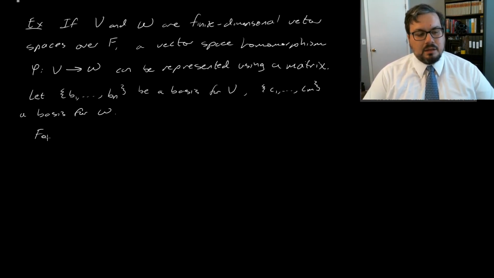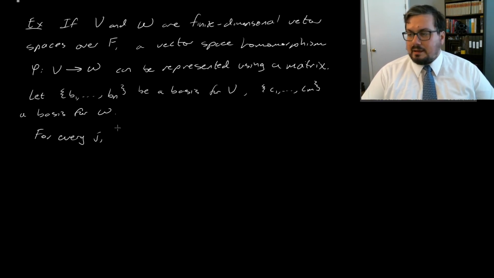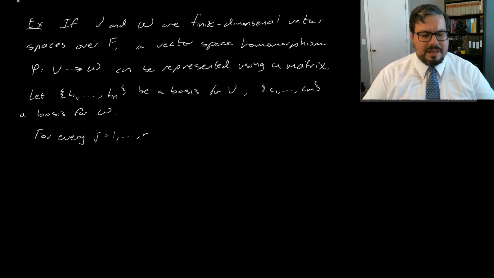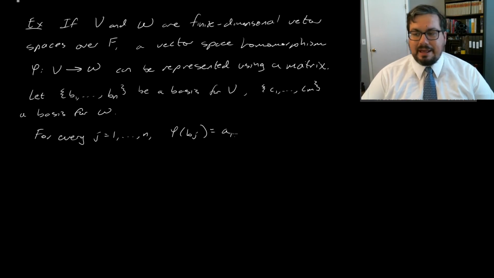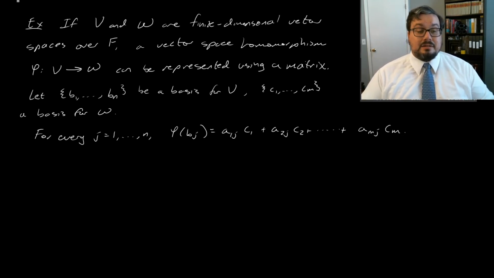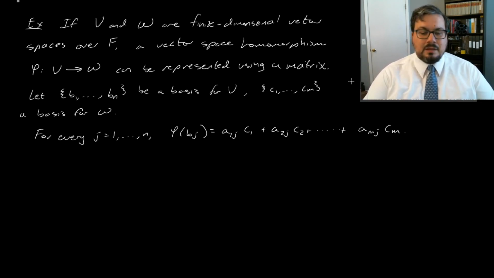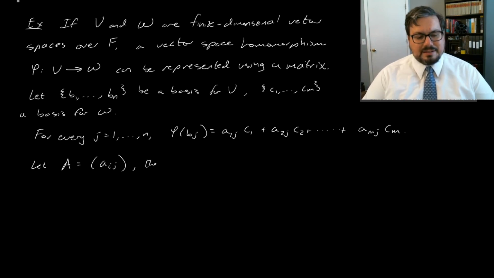Now, for every j from 1 to n, the element phi of bj, this is an element of W, and it can be written in the form a1j c1 plus a2j c2 plus blah blah blah plus amj cm. And we take any basis element in V, you send it over to W, it's represented as some linear combination of the basis elements of W. So now we can let A be the matrix aij, defined this way. This is the m by n matrix with entries in the field F.